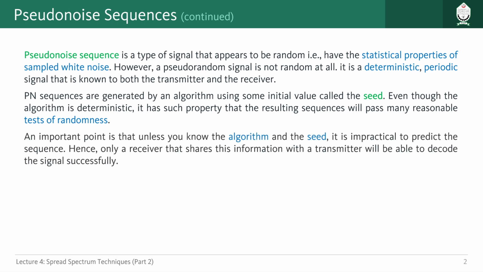One last thing to add here is that, let's say you want to generate a particular PN sequence. If you don't know the algorithm and also the initial value for generating that sequence, obviously you can never generate the same sequence at the receiver. That's why the transmitter has to share that information, the algorithm and also the initial value called seed, with the receiver, so that the receiver can retrieve the data using that pseudo-random sequence.